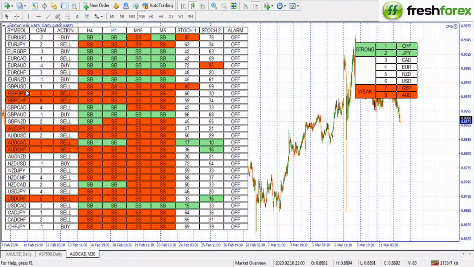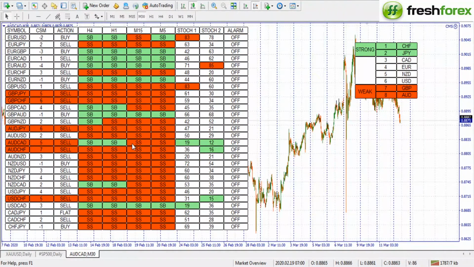GBP USD, we have a sell. GBP JPY, we do have a long-term sell. Then GBP CHF, this also has a similar trend. GBP CAD, we had some buy on 1 hour, a pause, but then on the 15 minutes and the 5 minutes we have a sell. AUD JPY, this is an active sell, so this one you should be looking for sell positions.